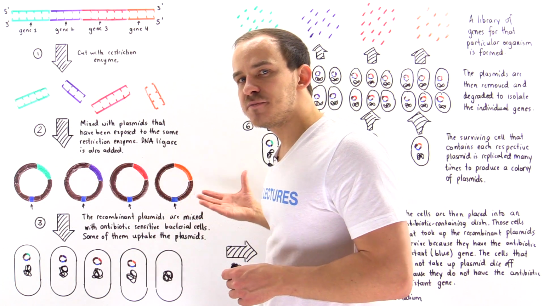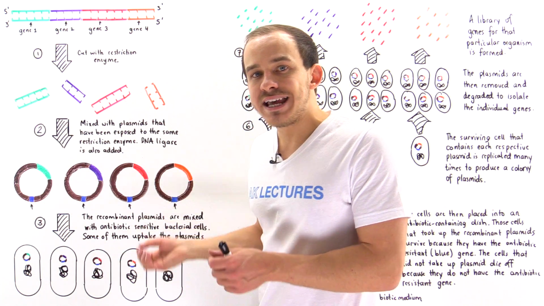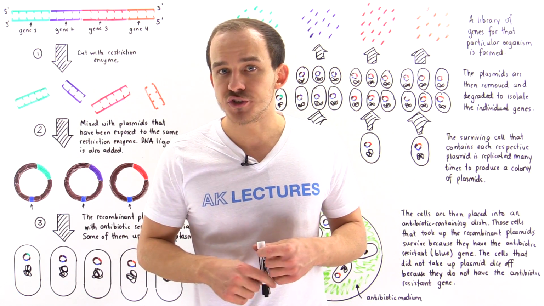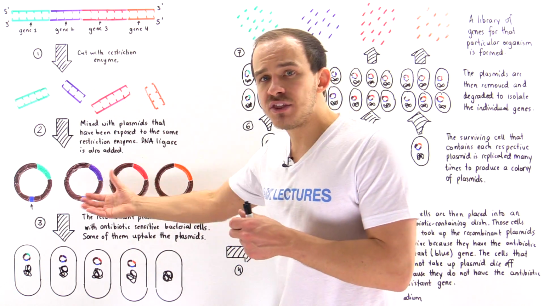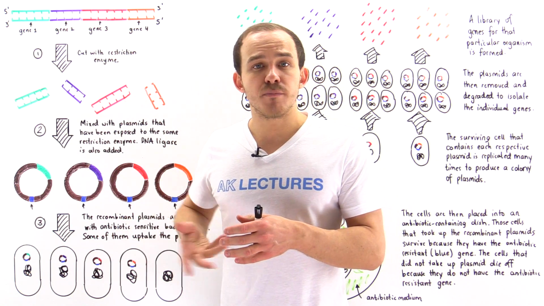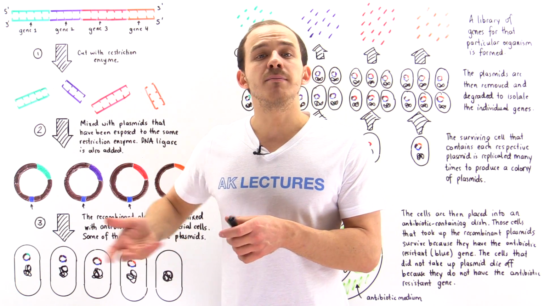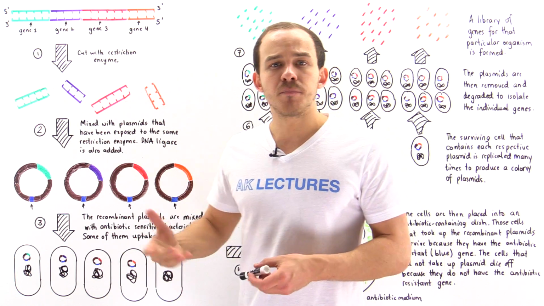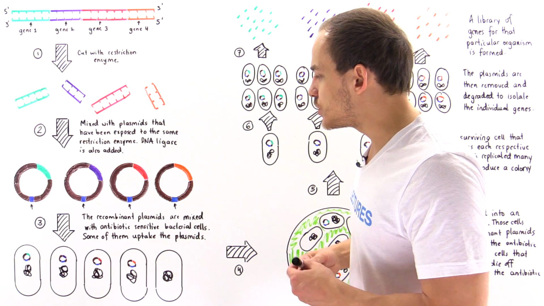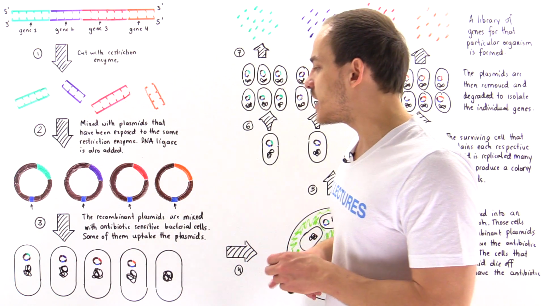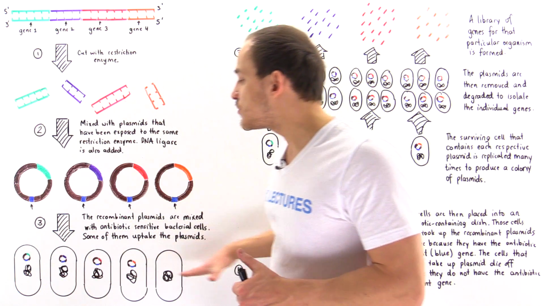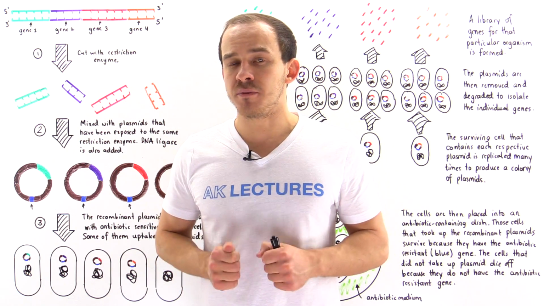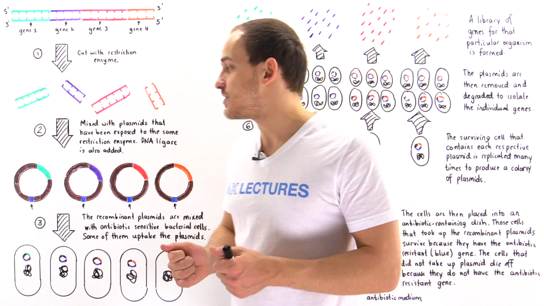Once we form these plasmids, we now want to insert these plasmids into actual bacterial cells. So what happens is we take these plasmids, we mix them with bacterial cells, and some of these bacterial cells uptake these plasmids via the process of transformation. So what happens at the end of step 3 is we have this collection of bacterial cells, and some of these cells will have the plasmids and some of them will not.